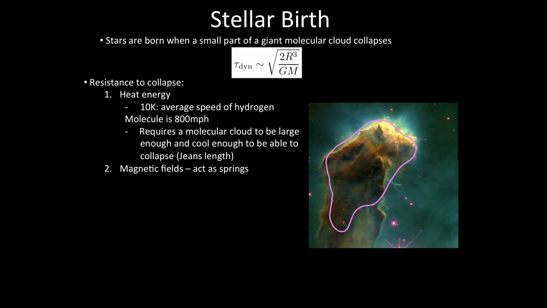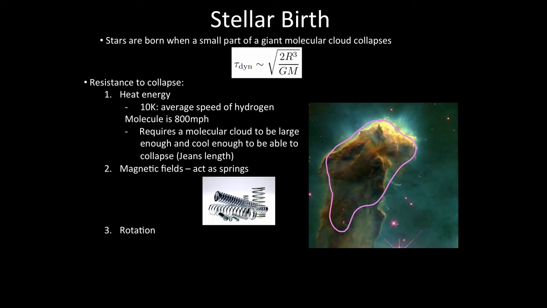The second thing that resists collapse is magnetic fields that thread their way through the gas. Magnetic fields act as springs. If you try and collapse a magnetic field, it's not going to want to, because the closer magnetic field lines get to each other, the higher the energy density of that magnetic field. So you're going to need to put more and more energy in to bring the magnetic field lines closer and closer together, just like with a spring, where you need to put more and more energy in to compress the spring more and more.